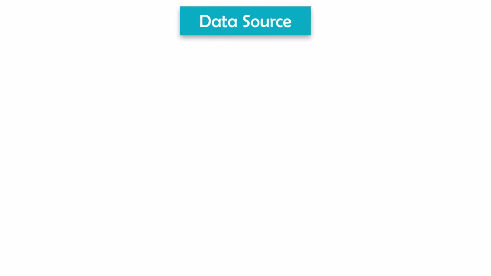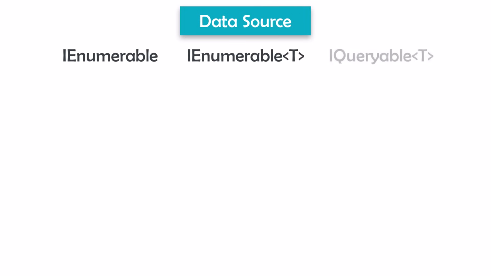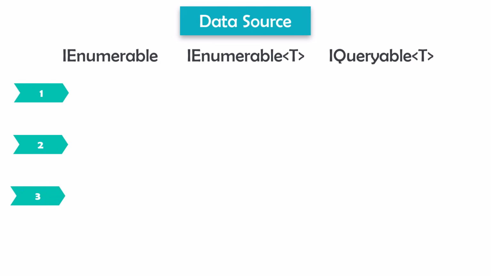As mentioned, we can use from to query any data source that must be of type IEnumerable, IEnumerable of T, or IQueryable of T. The data source could be an array, a list, a data table, files from a folder, a dictionary, or many other sources. We can write the data source in three different ways.